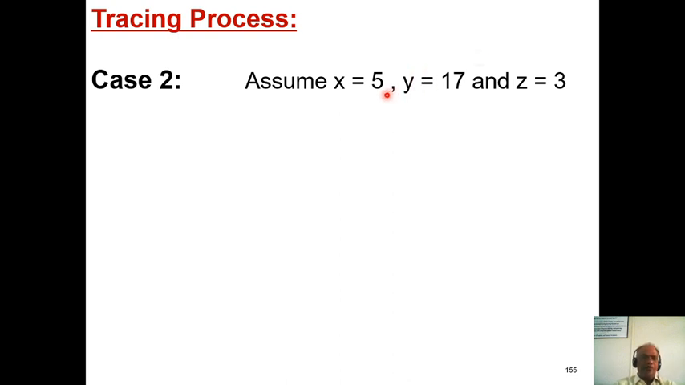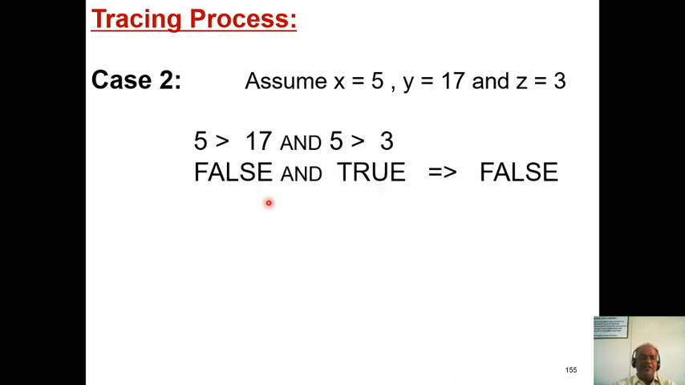First, 5 greater than 17 and 5 greater than 3. Is it true? It is not a true condition. It is a false condition. False and true is known as false. Again, it is going to check the other value, that is 17 greater than 3.